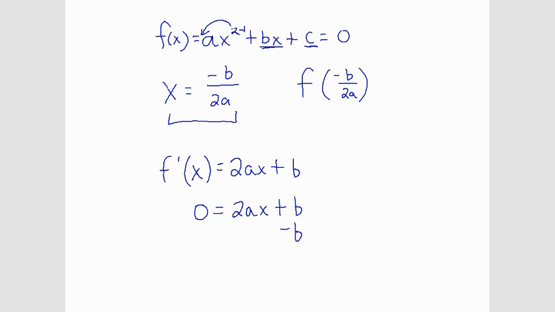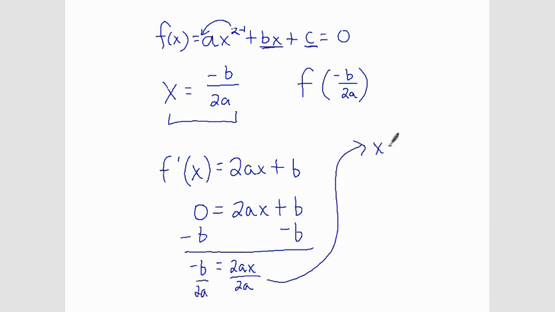So we subtract b, and we get negative b equals 2ax, and then we divide by 2a. And so there you go. Let me write it up here. We get x equals negative b over 2a. I'm sure there are dozens of ways to get that, but if you have a background in calculus and you know a little bit about derivatives, this would be the best way to find that out.